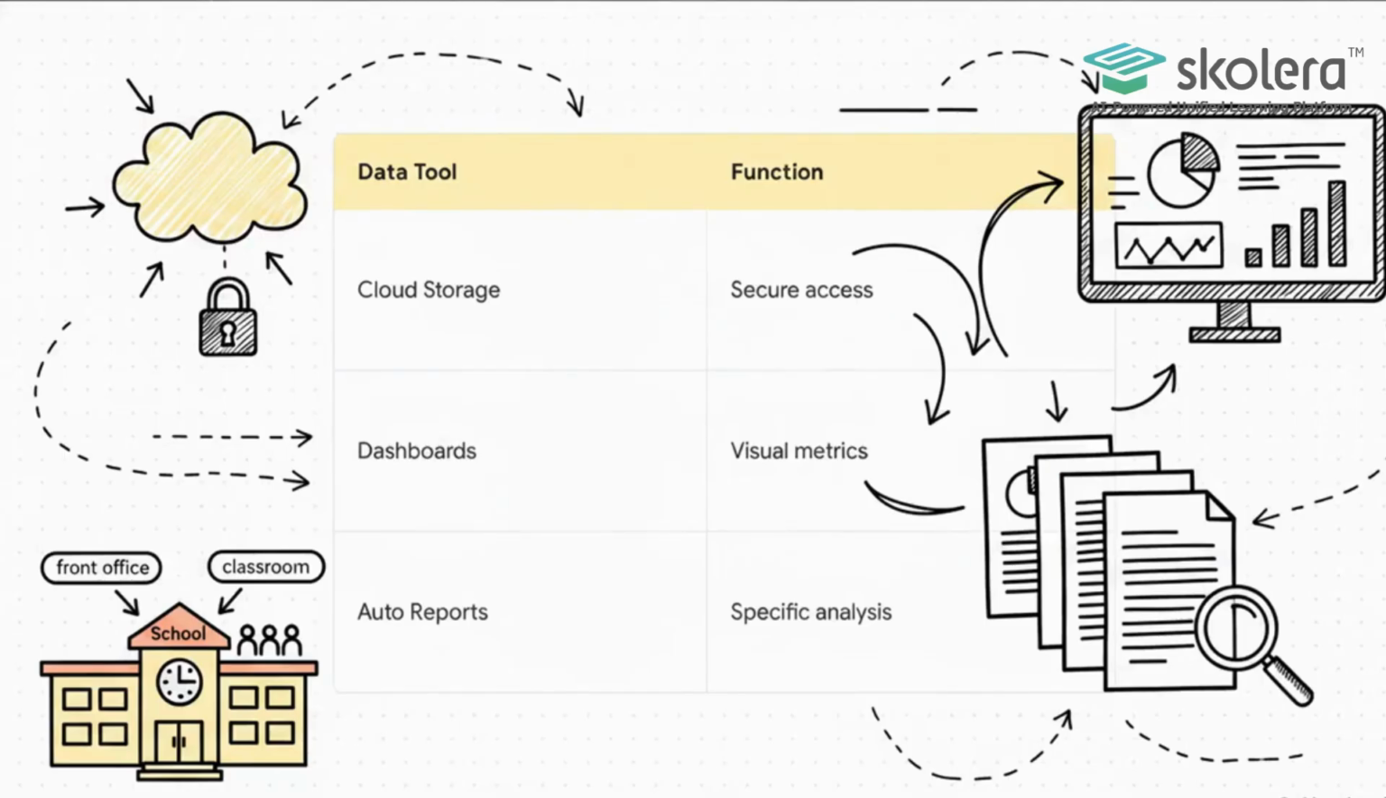Think of it like a perfectly interconnected ecosystem. You've got cloud storage securely holding the data so anyone with the right clearance can access it instantly. Then interactive dashboards take all that raw data and turn it into visual, easy-to-understand metrics. And meanwhile, automated reports are generating specific analyses tailored for different academic or administrative departments. This effectively smashes those traditional silos, making sure communication flows seamlessly between the front office and the classroom.